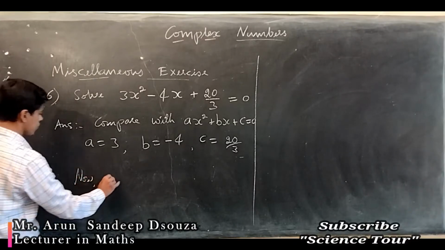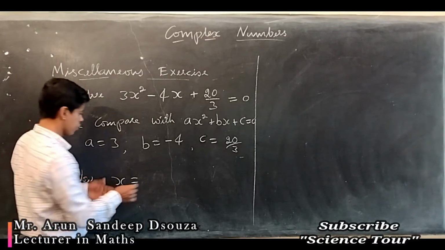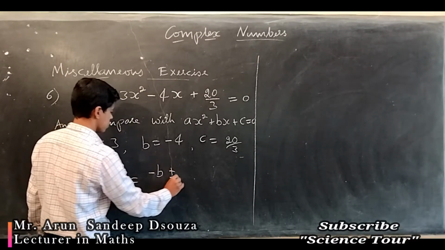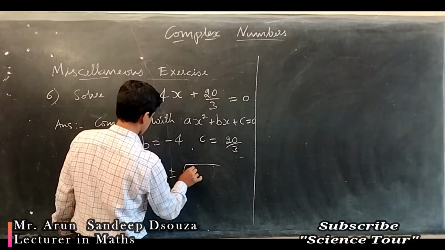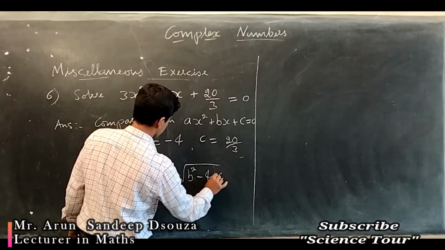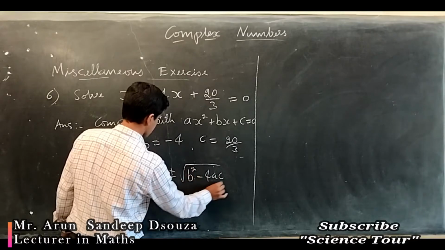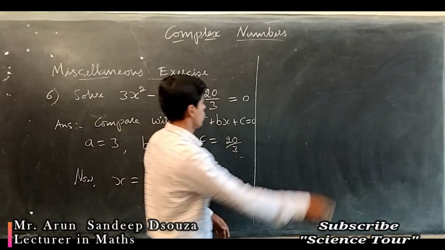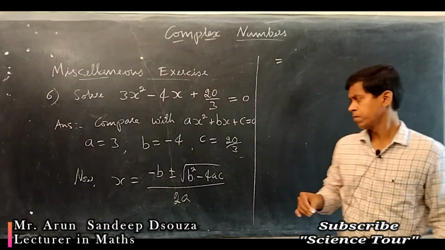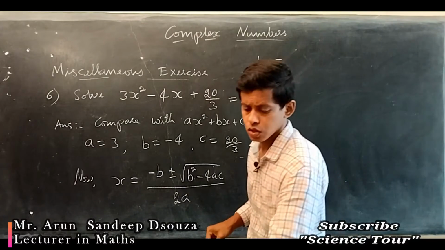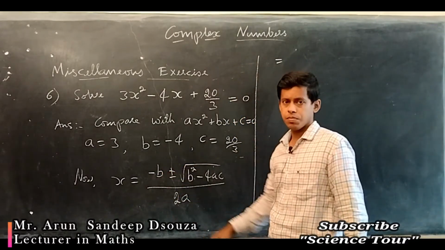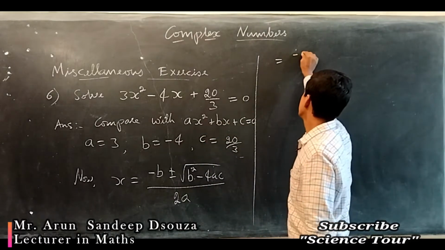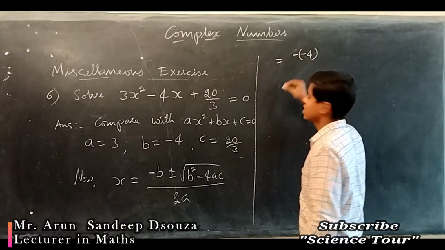We have to find the values of x, therefore x is equal to -b plus or minus square root of b square minus 4ac divided by 2a. Here substitute all the values. You have minus b, so this is minus of -4. Actually it is 4.